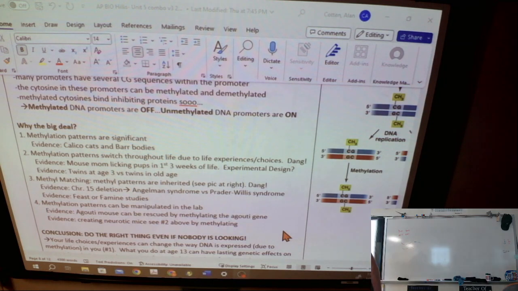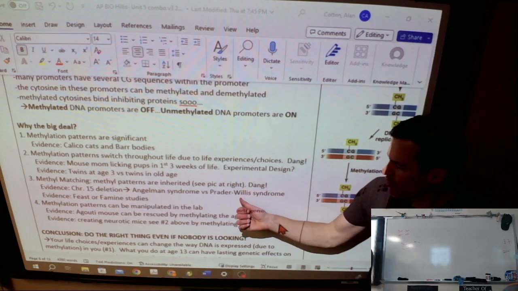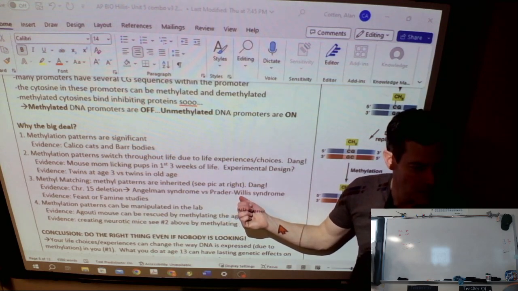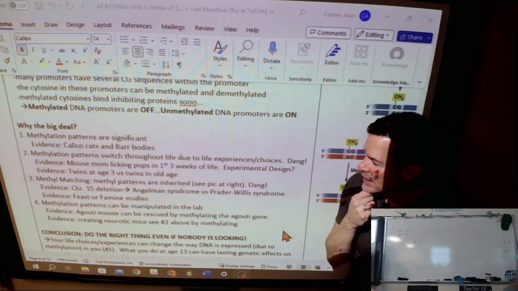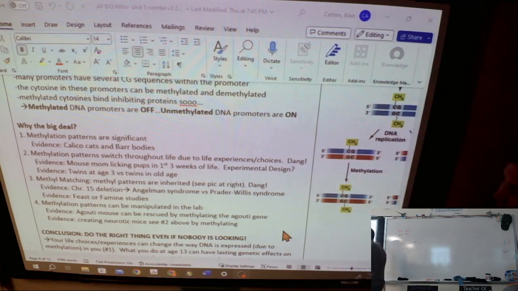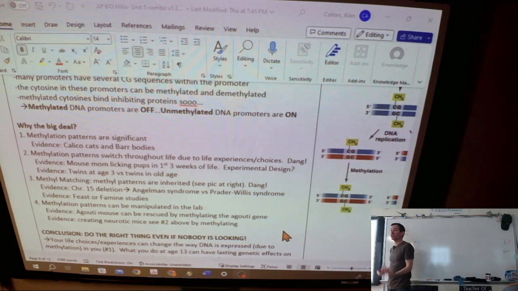So the third one was we looked at Angelman and Prader-Willi. What was the deal with Angelman and Prader-Willi? That one's pretty tough to describe. What was the significance of that? Yeah, good. A mutation from different parents can cause a different disease.